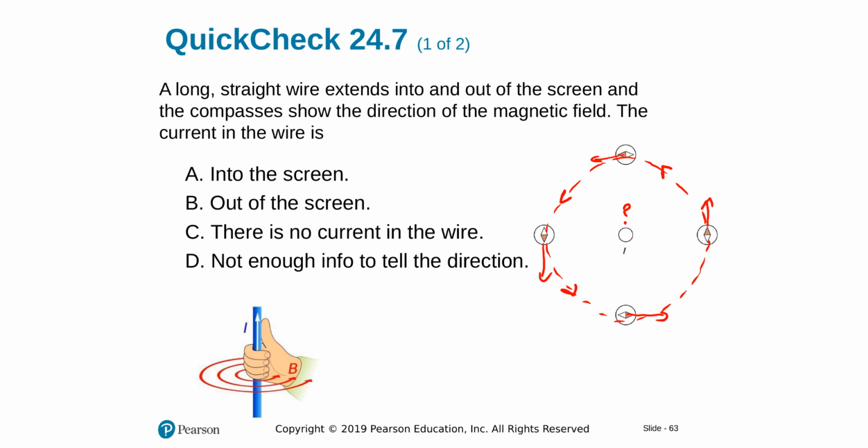It should be in this fashion. When I apply my right hand rule, my four fingers should be curving. Let me try to draw them. So they should be curving in this fashion. And as I curve my fingers, my thumb would come out of the screen. That would be my current. So it should be out of the screen. Let's put it out here.